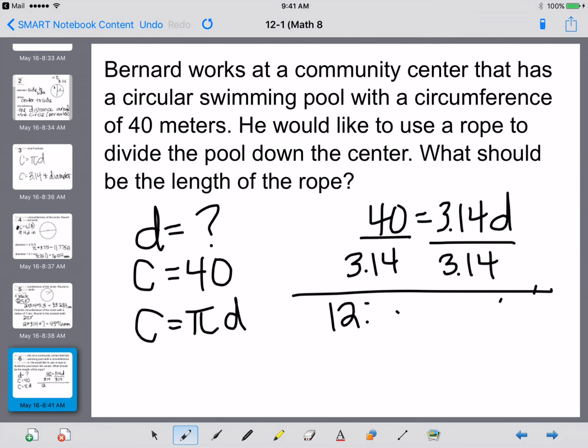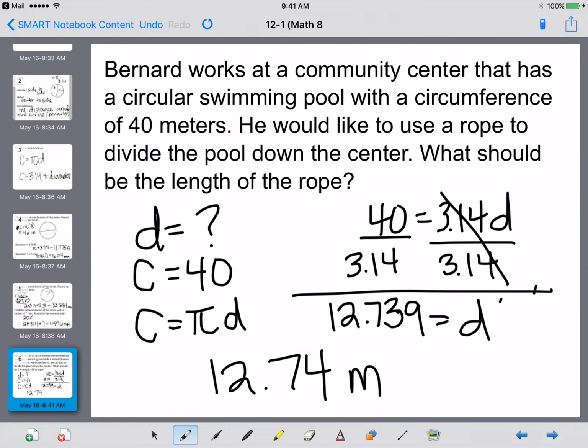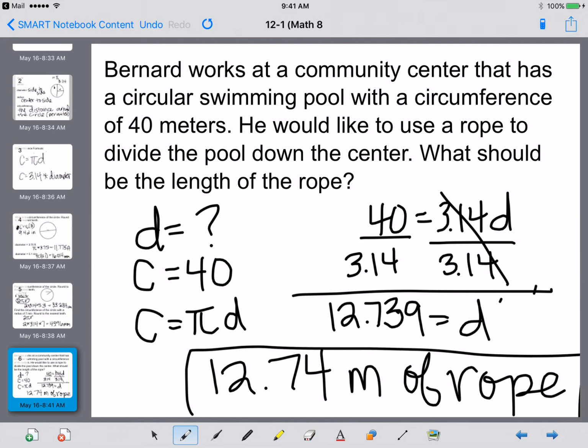is 12.738853, so I'm going to round it up to 12.739, equals, those cancel out, d. So our diameter is 12.739, and that also stands for the length of the rope. So we need 12.74 meters of rope in order for it to string from one side to the other. Okay, those are your examples for 12.1.